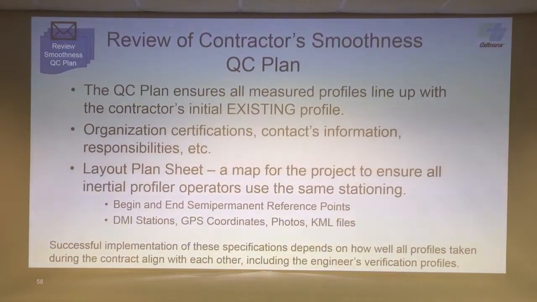Okay, the quality control plan. The quality control plan ensures all existing profiles line up with the contractor's initial existing profile. Most of our projects are asphalt. We don't have that many concrete ones. That would be the pave profile if we were talking about our new concrete lane, because we have the pave and the final only. So we want to make sure that every profile lines up with the first profile that we run. We talked about this quality control plan previously, but I'm going to say it again. These semi-permanent reference points have to be locked in and people have to use them. If they don't use them, this is not going to work. We're going to have major problems with making these payment adjustments.